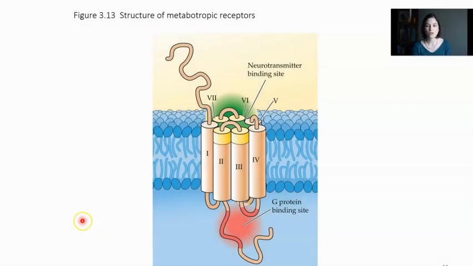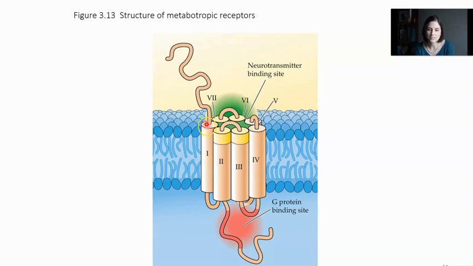So let's take a look at the structure of a metabotropic receptor. We can see that metabotropic receptors are actually made of one subunit. With the ionotropic, we saw that they were 4 to 5 subunits coming together. Metabotropic receptors are made of one very long subunit. So all of this is one protein, but it has 7 membrane-spanning domains.